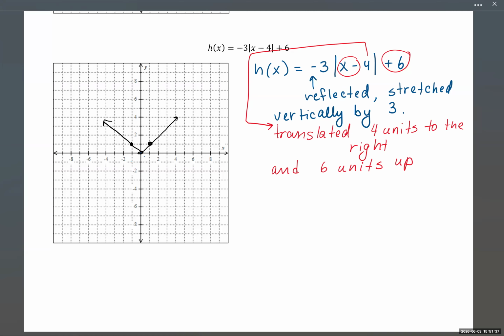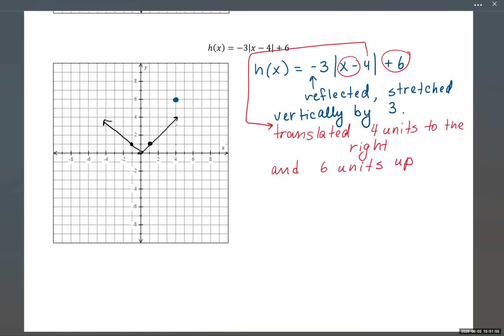We're going to start with the vertex. 1, 2, 3, 4. 1, 2, 3, 4, 5, 6. This is your vertex. That is your starting point. So the function has been reflected, so it's going to be upside down. And it has been stretched vertically by 3.